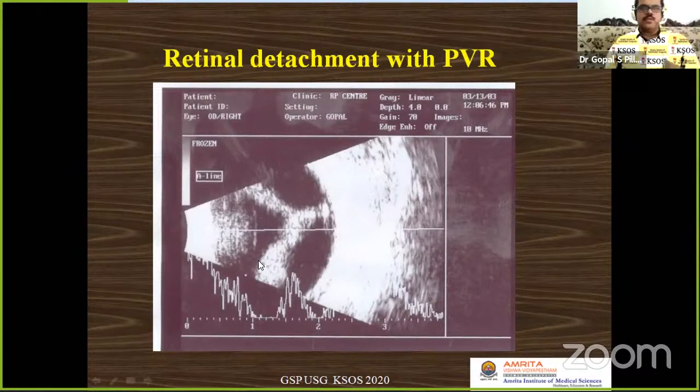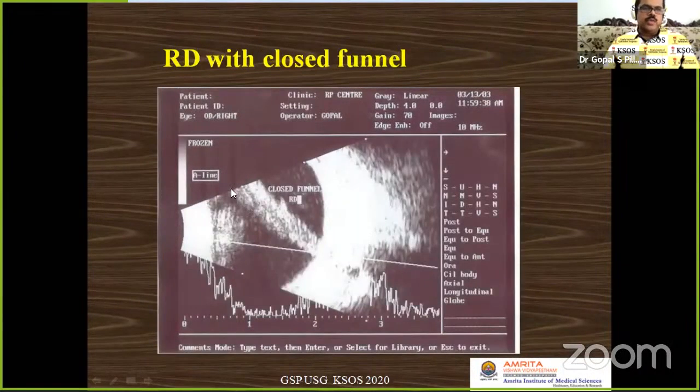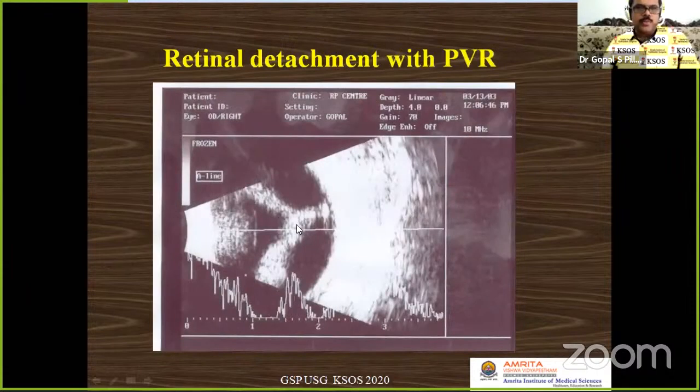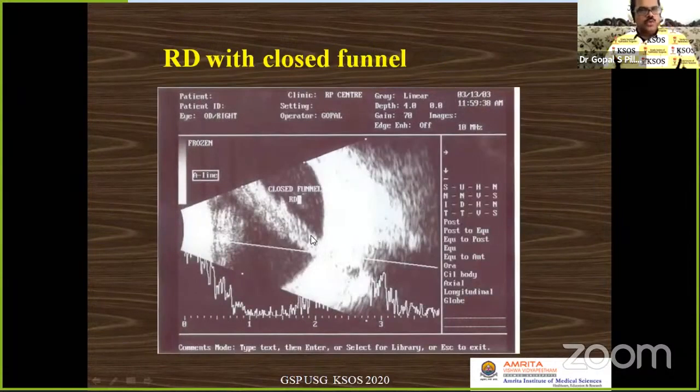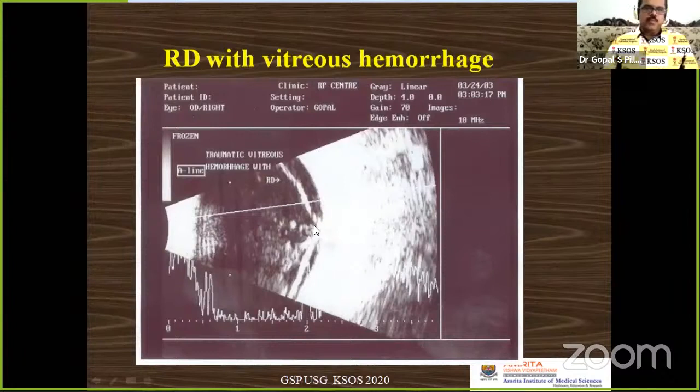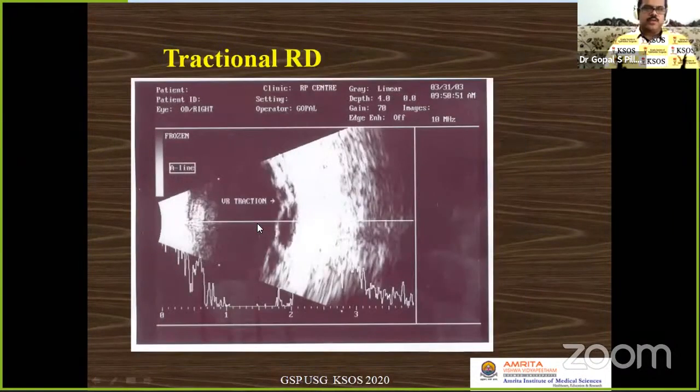This is a PVR. So posterior PVR is there. Probably this we would see as an open funnel, and this we would see as a closed funnel. You can see that the opening of this particular thing is closed here. So this is a closed funnel. Sometimes there could be retinal detachment along with vitreous hemorrhage, either because a tear occurred on the surface of the retina while the tear was coming, or there could be a traumatic retinal detachment with vitreous hemorrhage, etc.